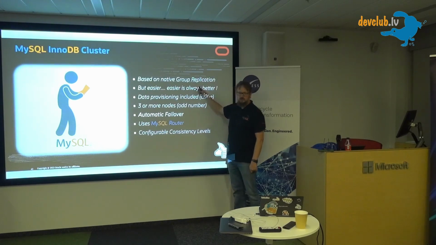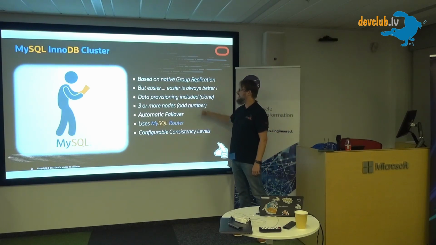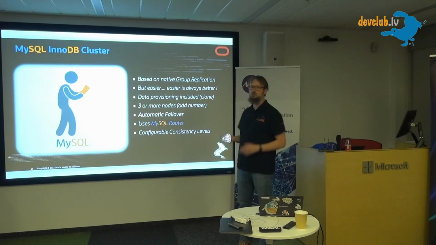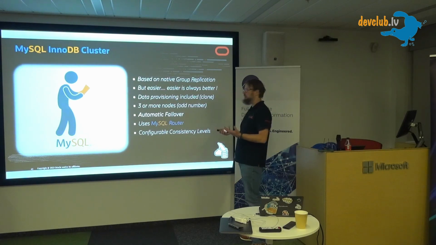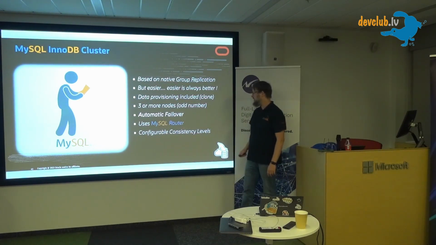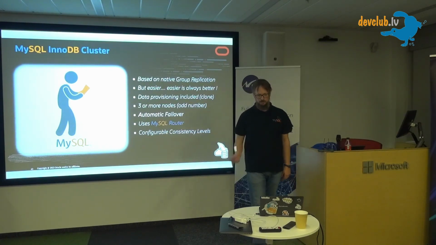But it's much easier to implement. And like I said, easier is always better. Data provisioning is included. If you want real HA, you need to have at least 3 or more nodes. With 2 nodes, it's not okay, because the quorum won't be okay. Automatic failover also uses MySQL Router, and you can also configure the consistency levels if you want.